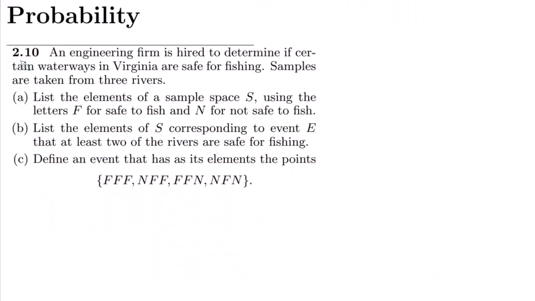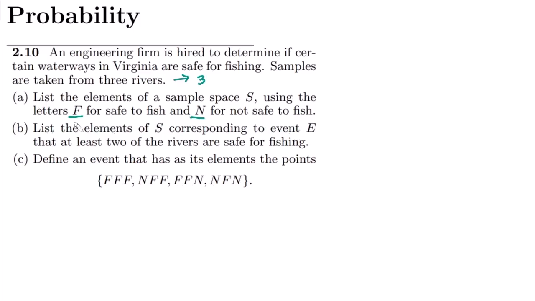So this is question 2.10, and the statement of it is: an engineering firm is hired to determine if certain waterways in Virginia are safe for fishing. Samples are taken from 3 rivers. So we have 3 rivers from which the samples have been taken. List the elements of a sample space S using the letter F for safe and N for not safe to fish.